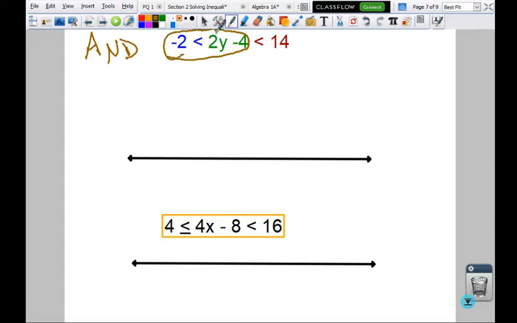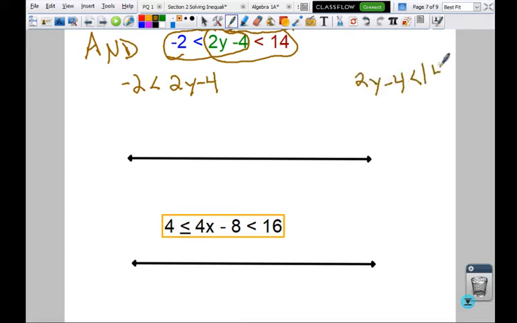I got this side, and then I have this side. They share this piece in the middle. So I'm going to have -2 is less than 2y minus 4, and 2y minus 4 is less than 14. We just have to go through and solve both of them. So I'll just start with my right side. I'm going to add 4 to both sides.